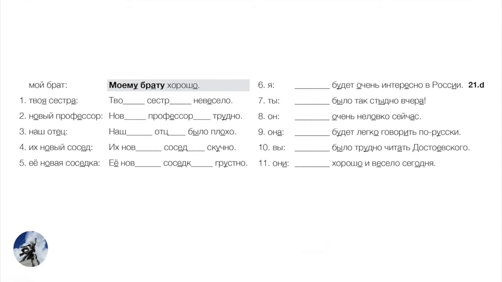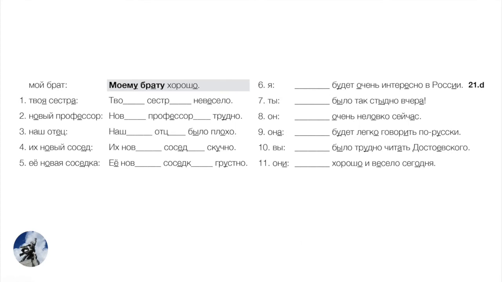Number 10, you polite or you all. It will be hard for you all to read Dostoevsky. Let's go ahead and pretend it's plural. Вам будет трудно читать Достоевского. It'll be hard for you to read Dostoevsky. By the time we get to the end of book 4, it won't be too hard. It will at least be manageable, right? It certainly won't be easy, but by that point, we'll be able to enjoy Dostoevsky, I promise. Okay, number 11, они. They feel well and happy today. Им хорошо и весело сегодня.